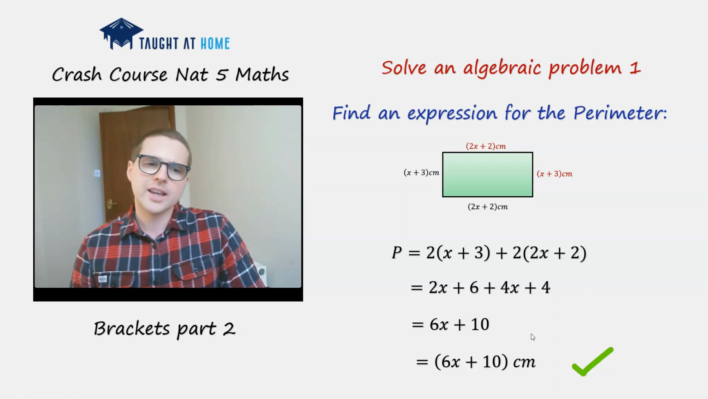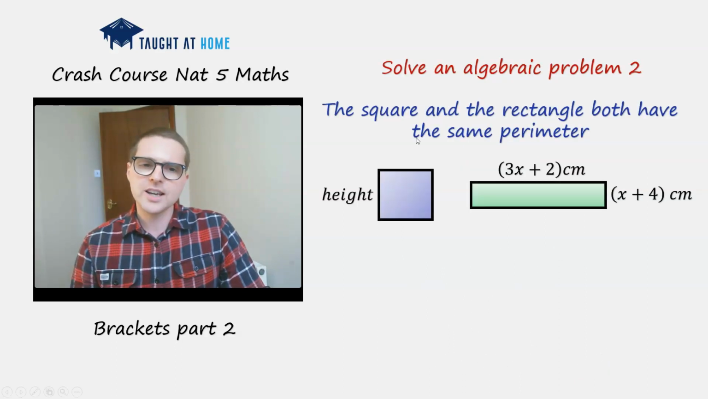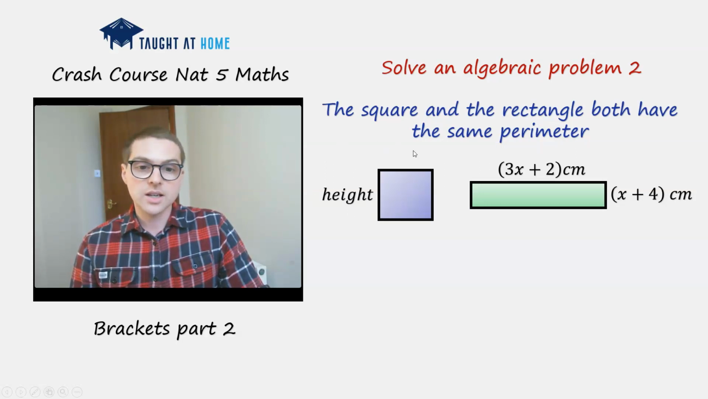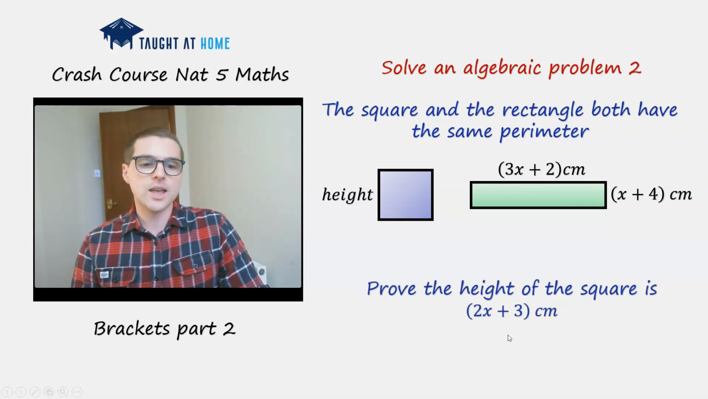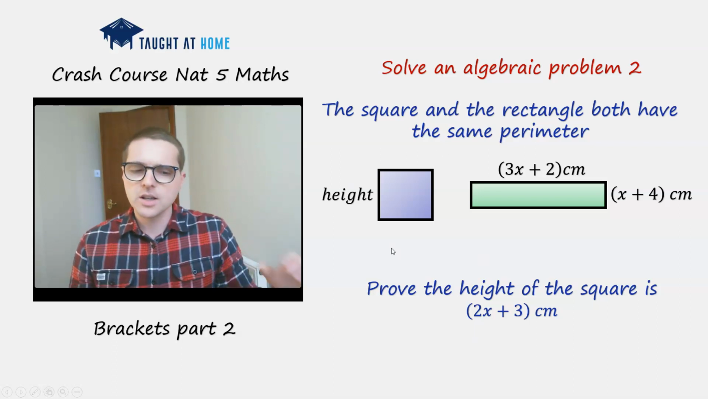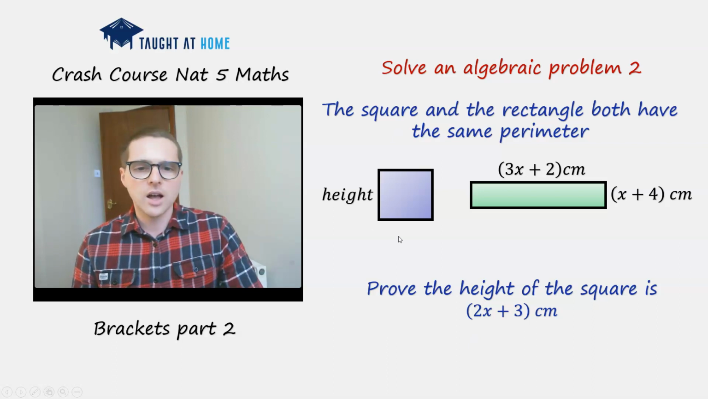And let's go for a second example. A little bit tricky now. The square and the rectangle both have the same perimeter. We're not given any dimensions of the square, but we do know the dimensions of the rectangle, and we are asked to prove the height of the square is 2x plus 3. So we have to do a bit of working to prove that. And when we're trying to prove it, we're going to get an expression for the height equals 2x plus 3. So let's have a go at this.